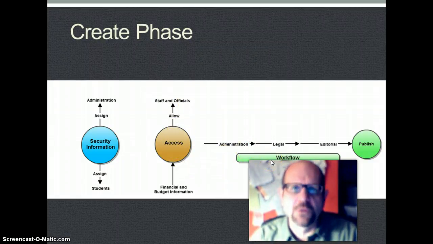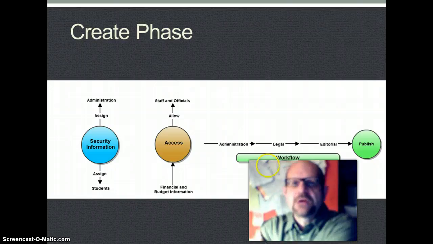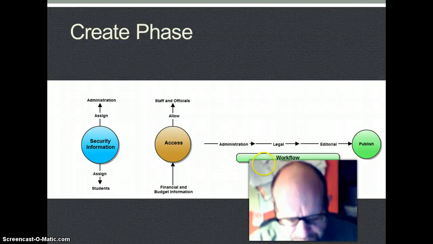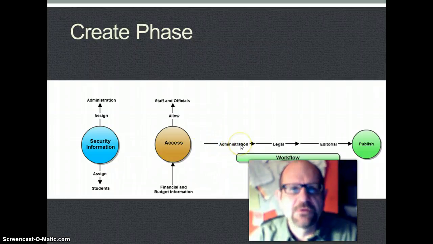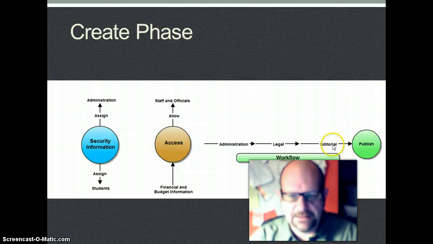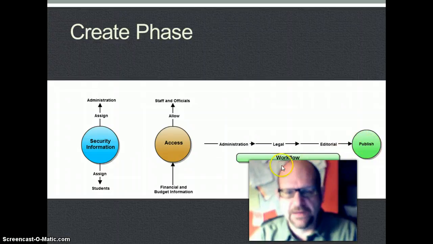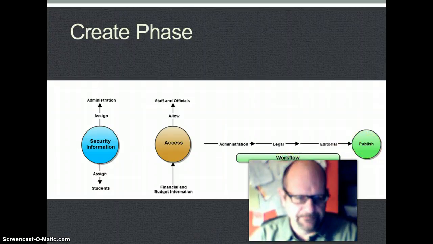You need to also assign workflow. This is very important in a college environment because many different stakeholders need to review content before it goes live on the website. In this particular example, the administration reviews all content and gives its okay before it goes to legal, who also must review and approve before the final editorial style is applied to the content. And then, and only then, can it finally go live on the website after following this established workflow.